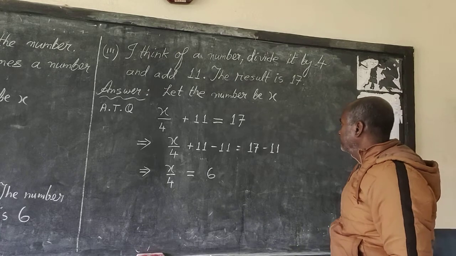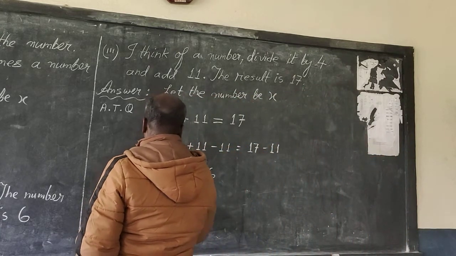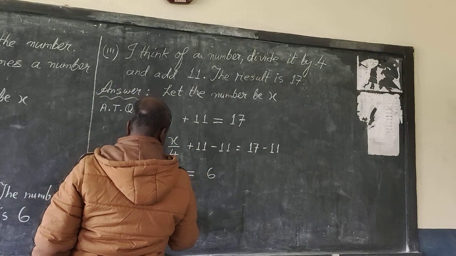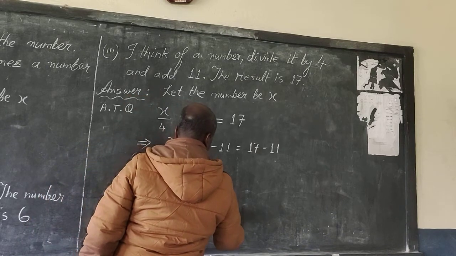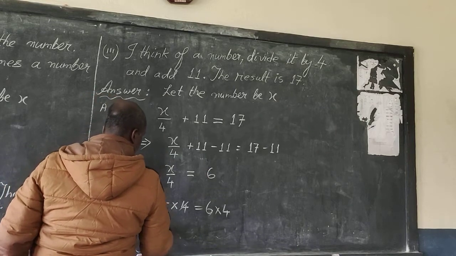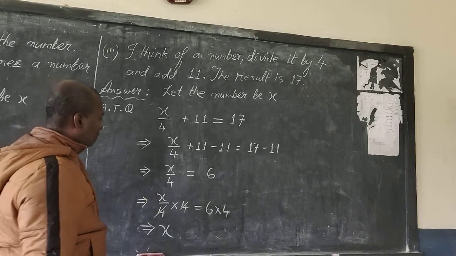Minus 11 is 6. Okay, now using the inverse method, this divided by 4, how to remove? By giving you multiplied by 4. So this side also multiplied by 4. So what will happen? 4 and 4 will cancel each other out, and on the left side only x will remain.